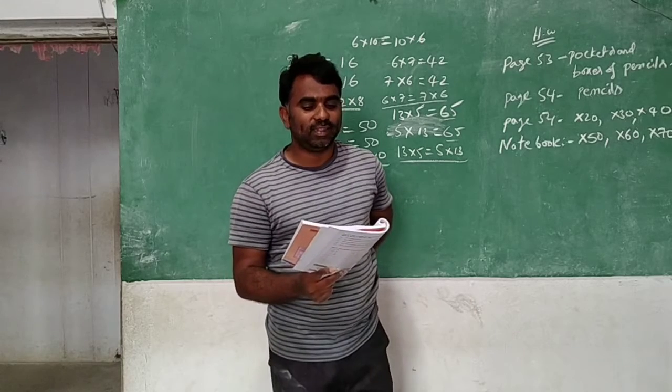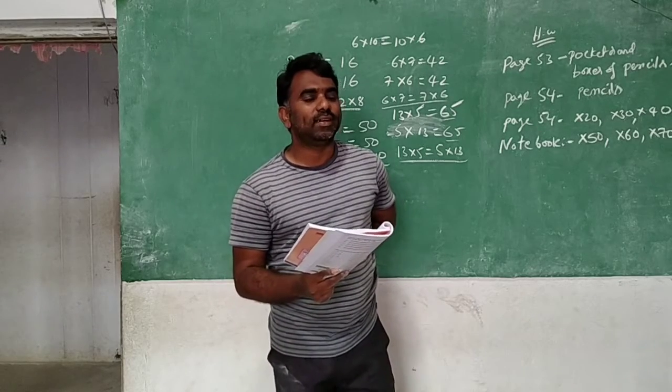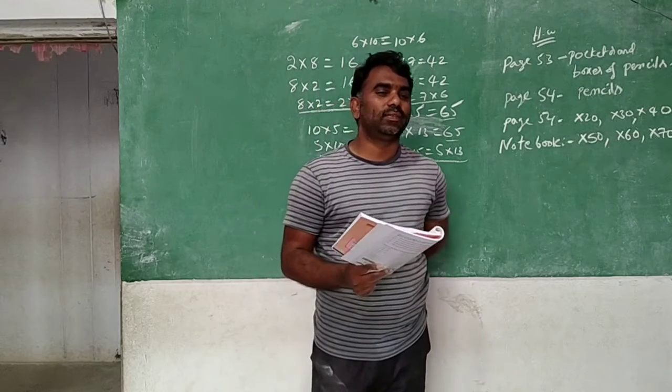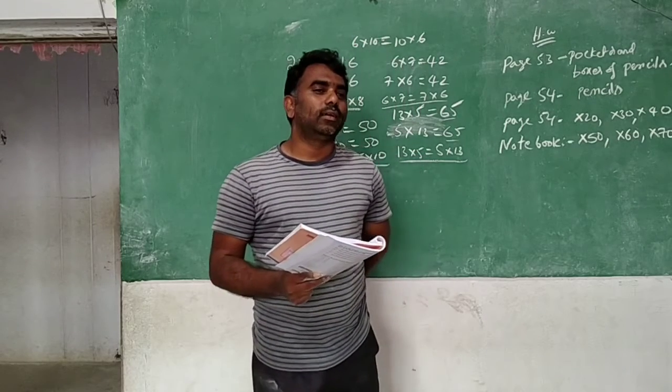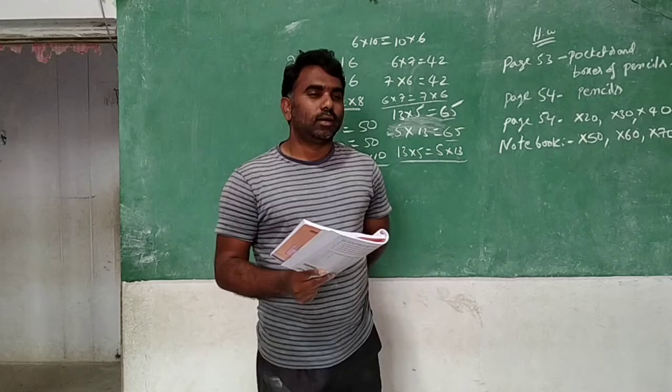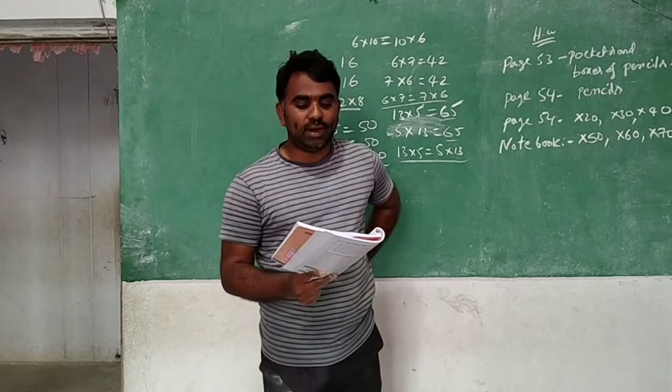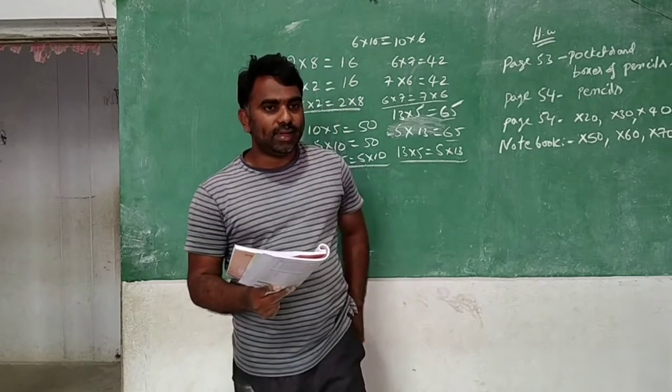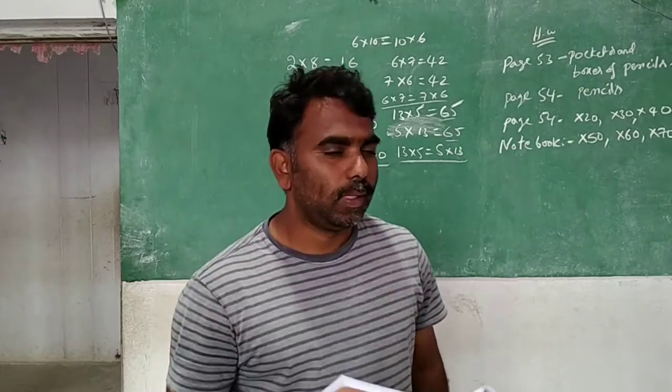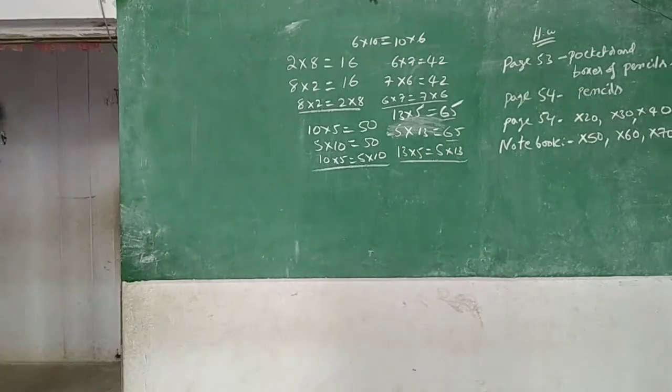8 2s are 16. 6 7s are 42. 7 6s are 42. Write it now. Complete that. 2 8s are 16, 8 2s are 16, 6 7s are 42. Yes, complete it now.